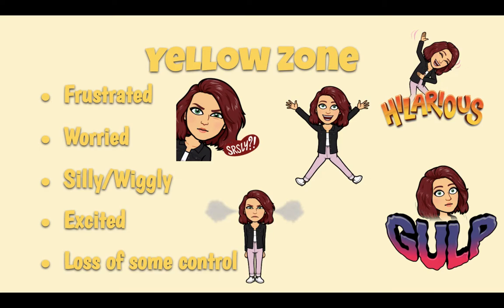So maybe you're just feeling very frustrated and you kind of act out. And so maybe mom, dad, grandma, grandpa, aunt, uncle, cousin, somebody asks you to do something and you kind of snap at them and you're like, no. This would be an example of loss of some control.